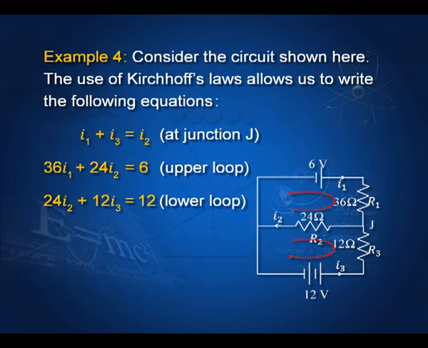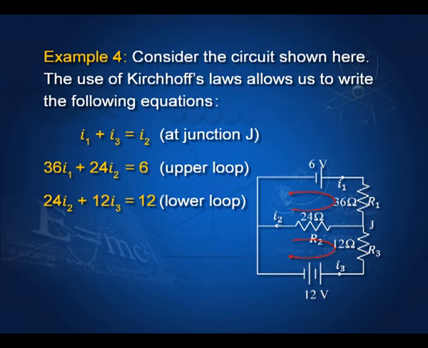For the upper loop is anticlockwise and therefore, we meet this V at its positive terminal, the potential at its positive terminal. Therefore, it will be 6 and this, since we are going this way, this we meet in the opposite direction. So, minus 24 I 2, this also we meet in the opposite direction. This is 36 I 1 and I 1 R 1, R is 36, therefore, 36 I 1 and this is 24 times I 2. So, if you give proper signs, then you will get 36 I 1 plus 24 I 2 equal to 6.